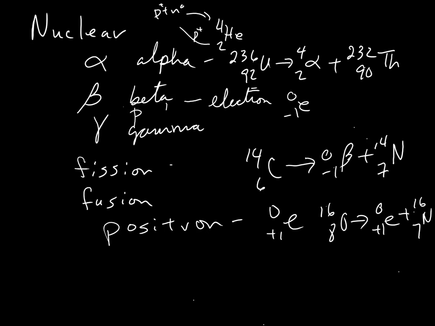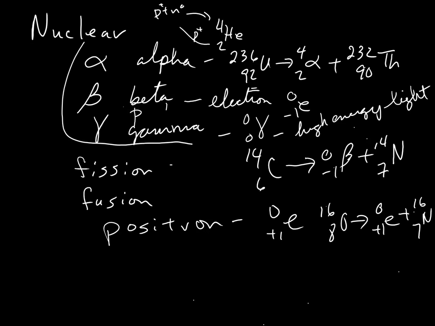So, and gamma doesn't have a mass number or an atomic number because it's just high energy light. It doesn't change anything, it's just a way of getting rid of energy.